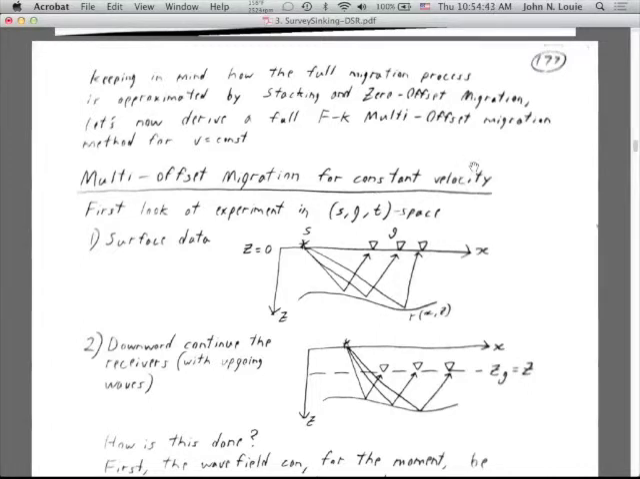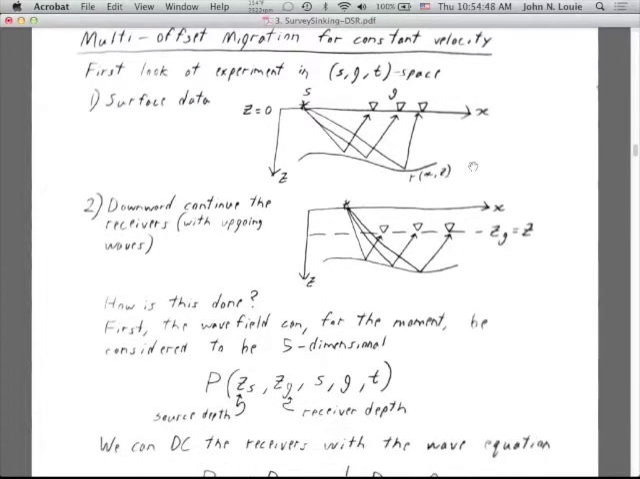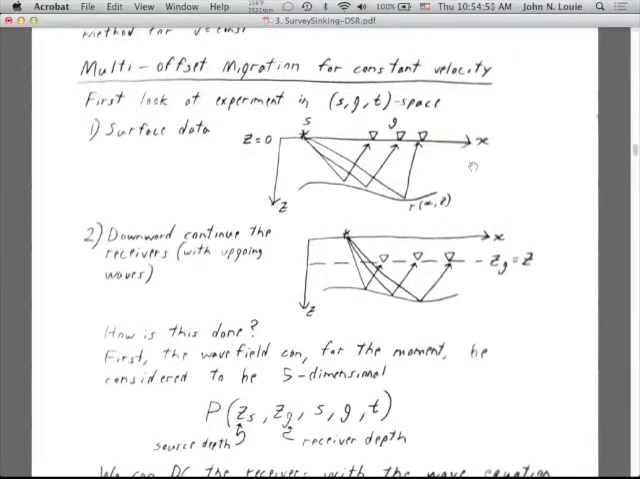Okay, so let's look at the full FK multi-offset migration method, for constant velocity. We have an experiment in SGT space. We've got surface data; here's a shot record. We have these three different ray paths, each bouncing off part of the structure. Obviously, the structure is not quite the way I represented it here for those bounce angles. So there's a source and some receivers. We downward continue the receivers using upgoing waves.